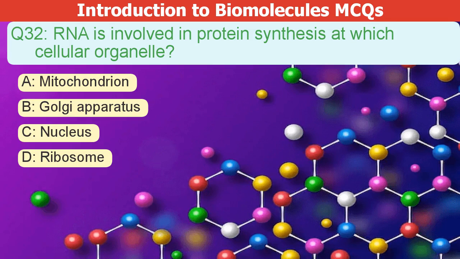RNA is involved in protein synthesis at which cellular organelle? A. Mitochondrion. B. Golgi apparatus. C. Nucleus. D. Ribosome.